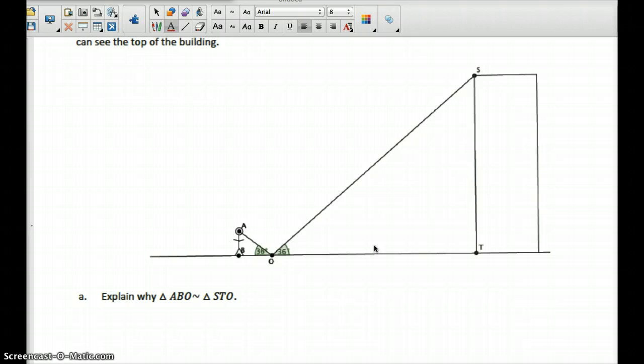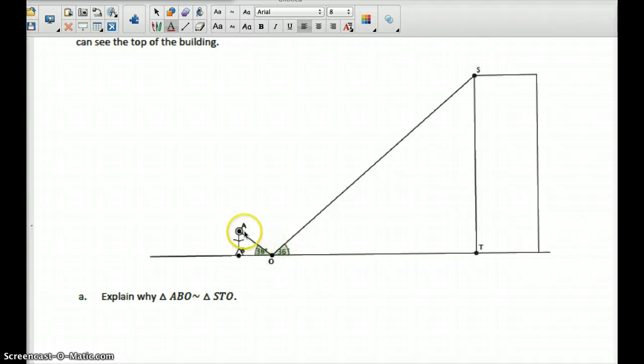First of all, part A wants you to explain why triangle ABO, so that's this little one, is similar to STO, and that's the big one right here. I have no information of lengths of sides given to me. So the only thing I can really try to figure out is if there are any corresponding angles that are equal. And the first thing I notice right here are these 36s. And if you look, those are corresponding angles. And so there's one set of angles that are congruent.